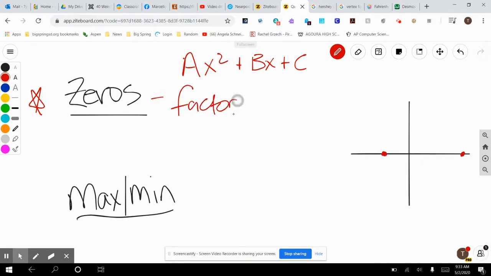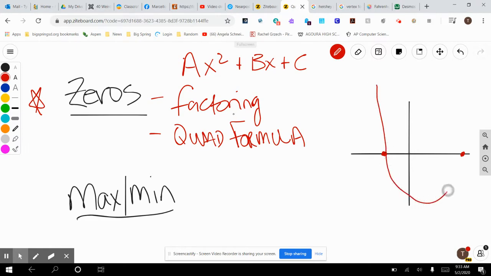We have factoring and we have the quadratic formula. Now, quadratics always produce what we call a parabola. And a parabola is sort of a mix between a U and a V, usually. I know I didn't draw that well, but you get the idea. It can be narrow, it can be wide, and we probably won't go over what makes that, but that's how it is.